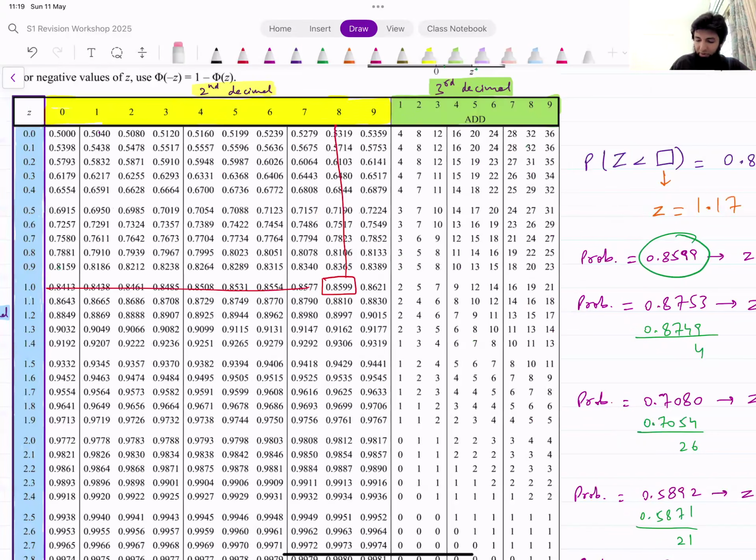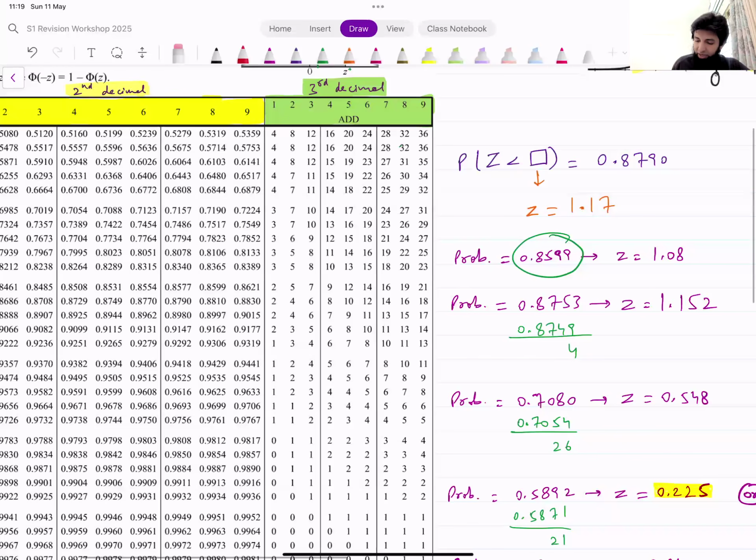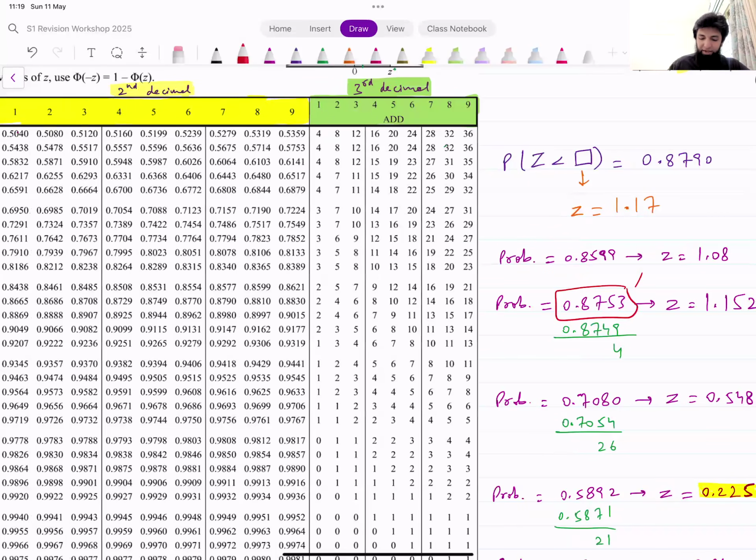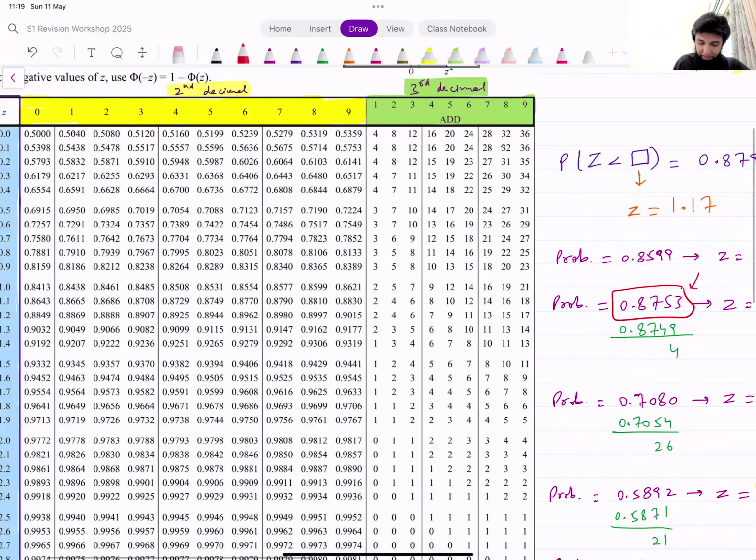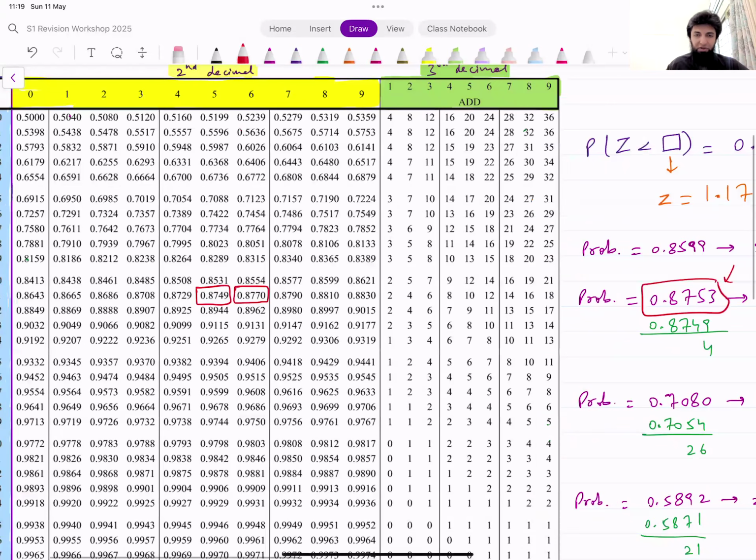Let's take another example. Let's say we had 0.8753. Let's search for that. This is 8749. This is 8770. 8753 is not there in the table. In the previous two examples, we were able to find that exact value. Now this is not there in the table. How do you find the corresponding z value for this?